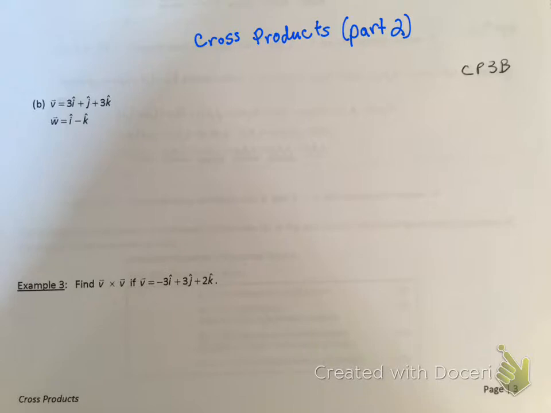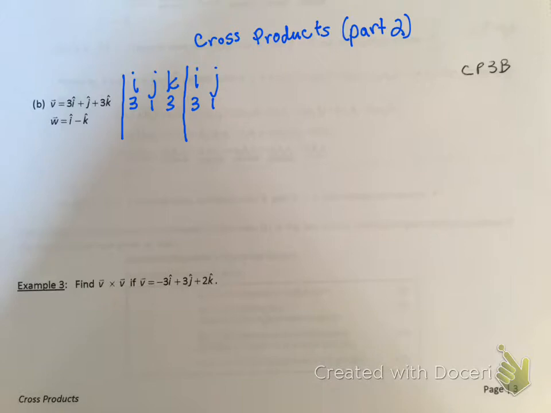If you use the basket weave method, I'm going to go ahead and put up I, J, and K here. And then remember, we have to repeat I and J. So I'm looking at vector V, and I'm going to read off the coefficients. I have 3I, 1J, and 3K. So I'm going to repeat that. I'm going to put 3 and 1 here.